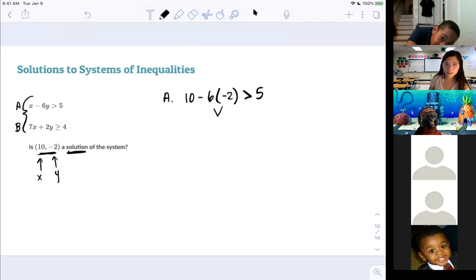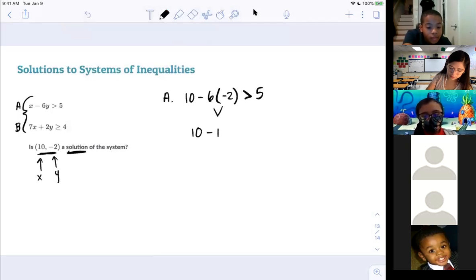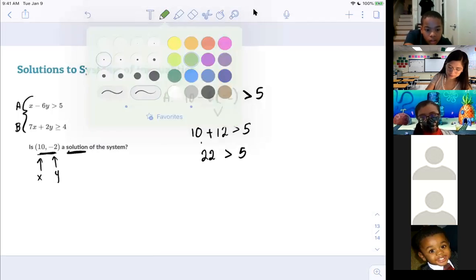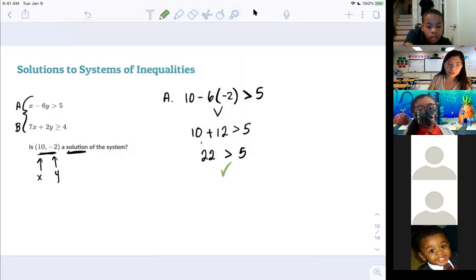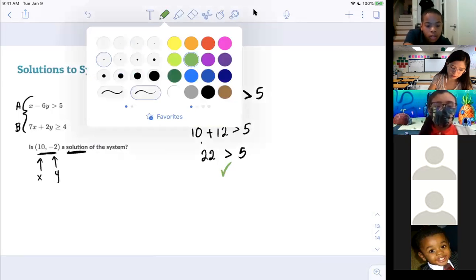So let's go ahead and do this. We're multiplying 6 times -2. What's that? 12. Good. So I have 10 minus 12. Plus 12, I'm sorry. 10 plus 12 gives me 22. So right now I have 22 is greater than 5. Is that a true statement? Yes.